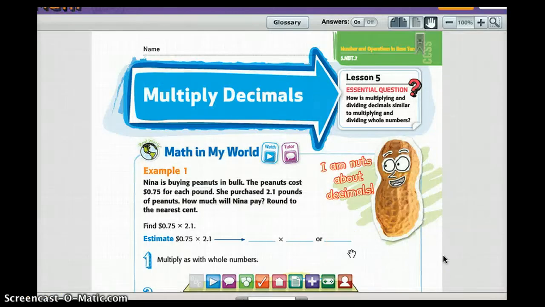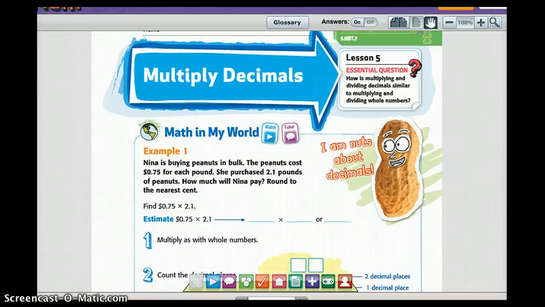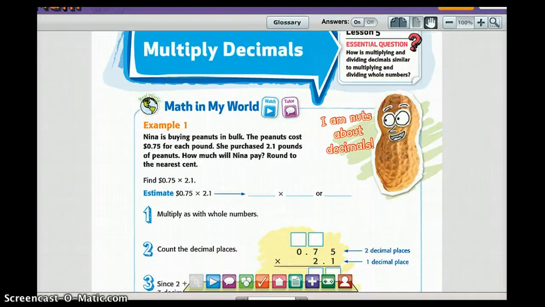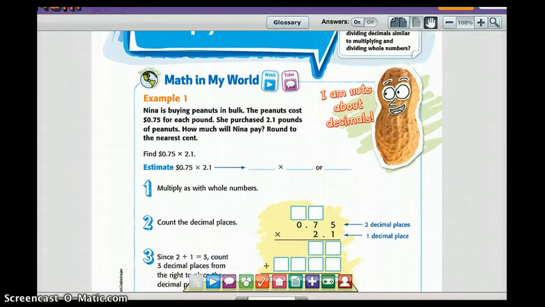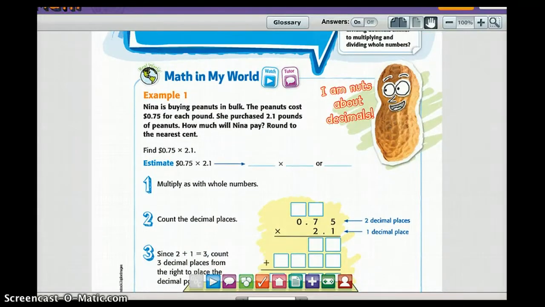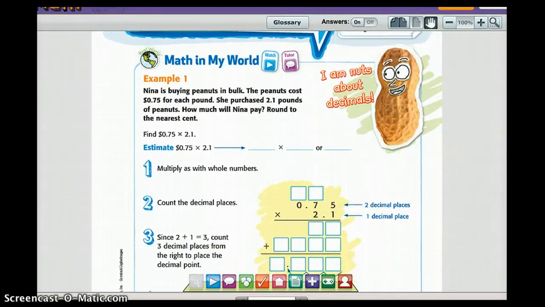All right, let's take a look at this in our book. I'm on page 403. In this example, it says Nina is buying peanuts in bulk. The peanuts cost 75 cents for each pound. She purchased 2 1/10 pounds of peanuts. How much will Nina pay? So we need to multiply 2 1/10 times 75 hundredths, or 75 cents in this case. And it says to round to the nearest cent.